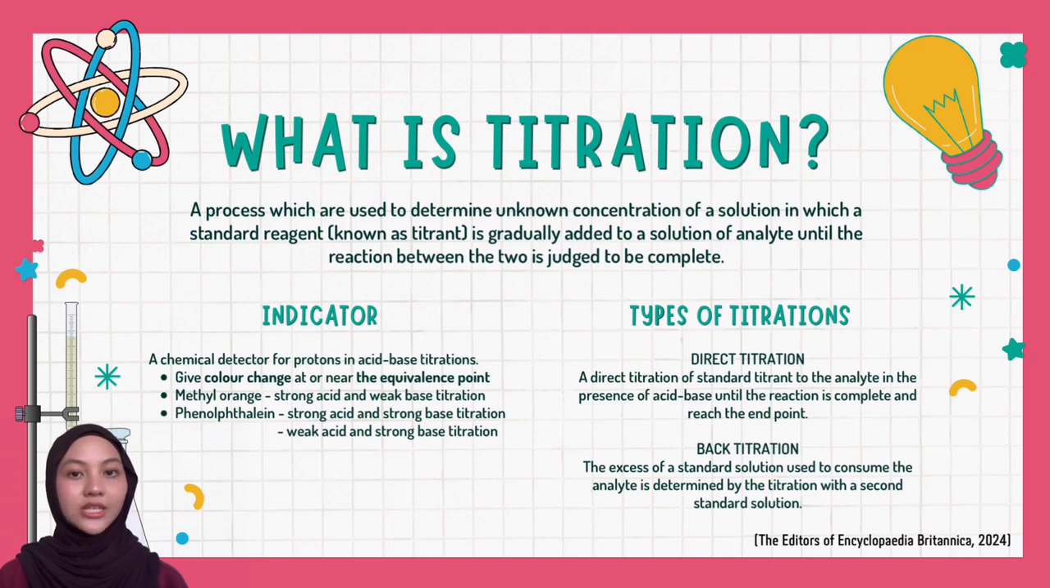Methyl orange is used in the strong acid weak base titration, while phenolphthalein is used in the strong acid strong base titration, as well as weak acid strong base titrations. There are two types of titration, which are the direct titration and back titration. Direct titration is the direct addition of standard titrant to the analyte in the presence of acid base until the reaction is complete and reaches the end point. Meanwhile, back titration is when the excess of standard solution used to consume the analyte is determined by the titration with a second standard solution.